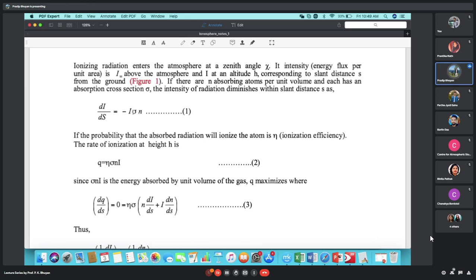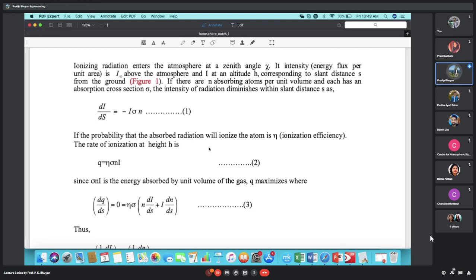Absorption means how much radiation it can receive, or the amount of solar radiation which hits that particular atom or molecule. So I sigma n is the total absorption, where n is the number of atoms or molecules at that particular height.